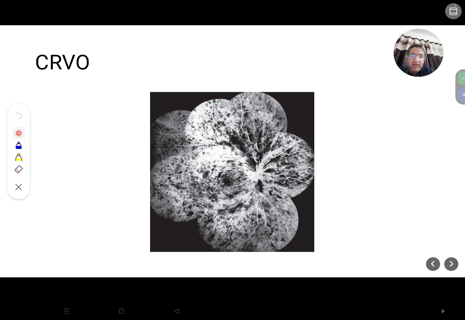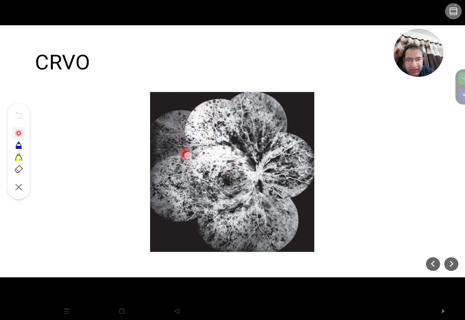This is an example of CRVO, central retinal vein occlusion, fluorescein angiography, and this is the montage picture of the FFA done. What we see here is that this photo is taken in the late AV phase. As we can see, all the vessels are filled with the dye, and the arteries are slowly getting empty. So this is the late AV phase of the angiography, and this shows disc edema at the center because of leakage.